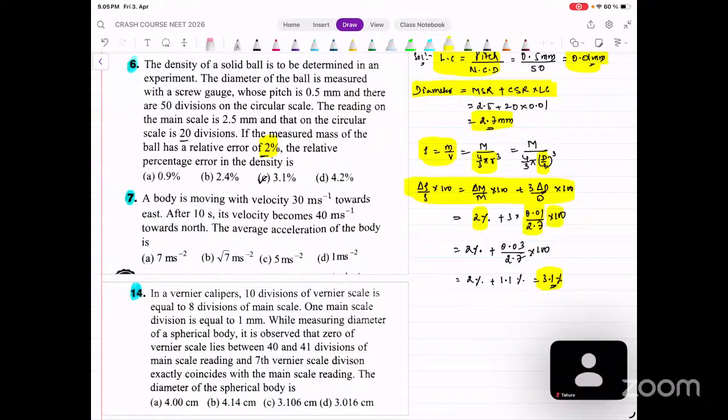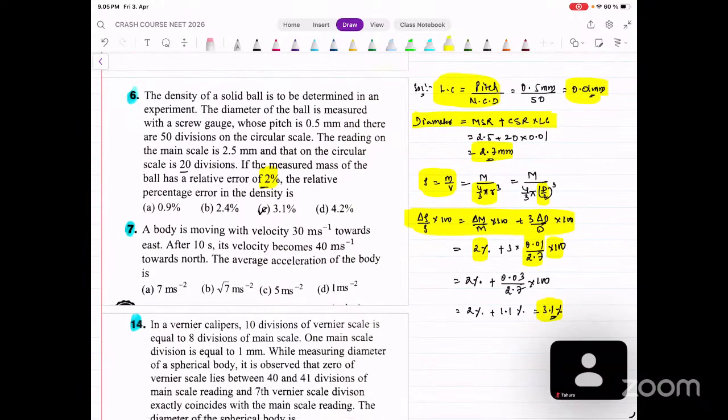Am I clear beta? Am I clear? Very good question.